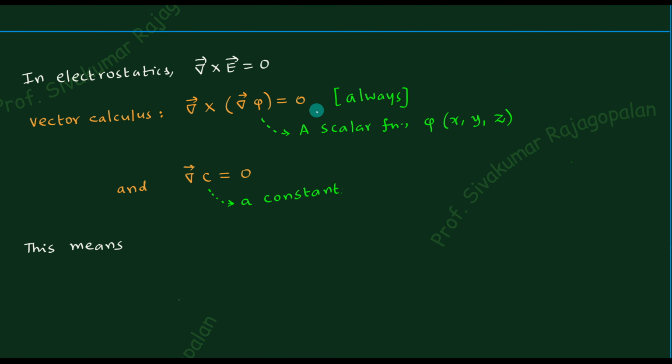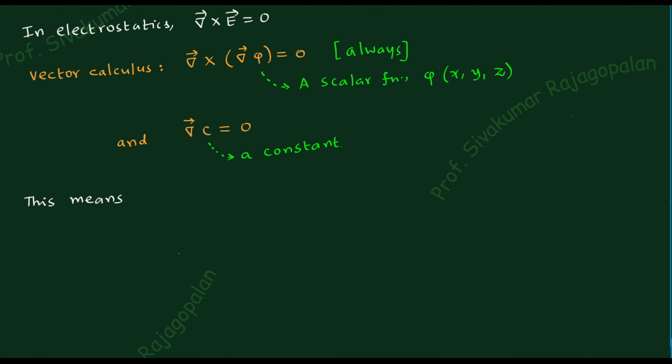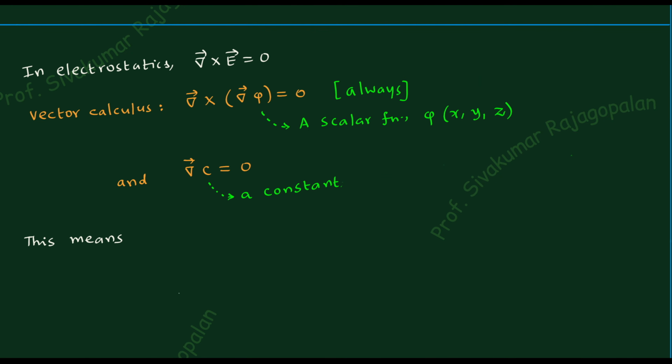As long as you add 0 to this, nothing happens to the original equation, and therefore why write only the gradient of phi? Instead, you write the gradient of phi plus the gradient of c, because the gradient of c is anyway 0. I'm adding 0 only here. So that is how the conclusion comes. Let us write down whatever I explained now. Therefore the electric field can be written as the gradient of phi. Not only that, you can also add the gradient of c, which is nothing but adding 0.